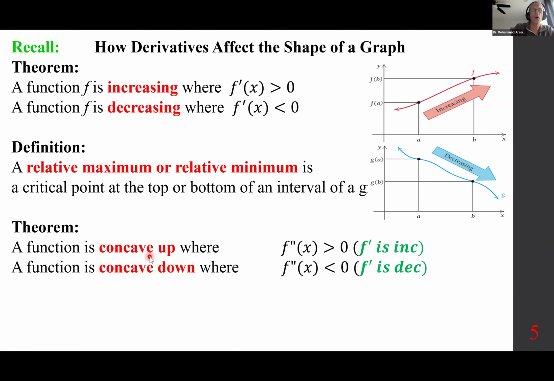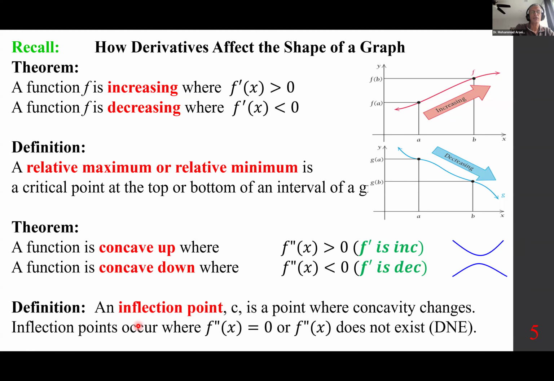A function is concave up where f double prime is positive, meaning f prime is increasing, and a function is concave down where f double prime is negative or f prime is decreasing. So this is concave up. This is concave down. An inflection point c is a point where concavity changes. Inflection points occur where f double prime is 0 or does not exist, and the shape looks like that.